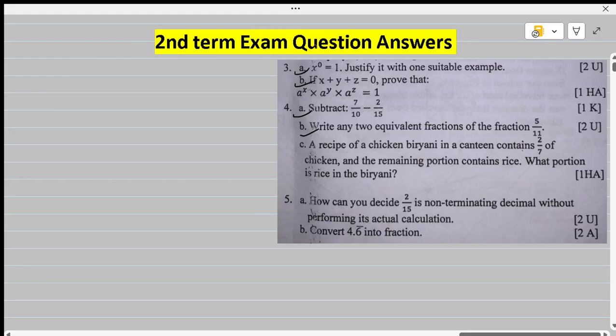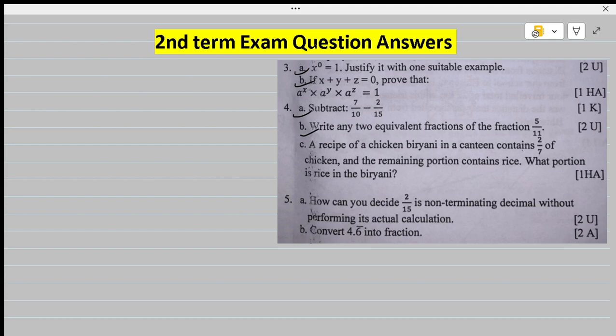Write any two equivalent fractions of the fraction 5 by 11. To find the equivalent fraction of any given fraction, we have to multiply the numerator and denominator of the fraction by the same number, 2 by 2 or 3 by 3, 5 by 5, 10 by 10, any. So let's go for it. Just two examples I do here.